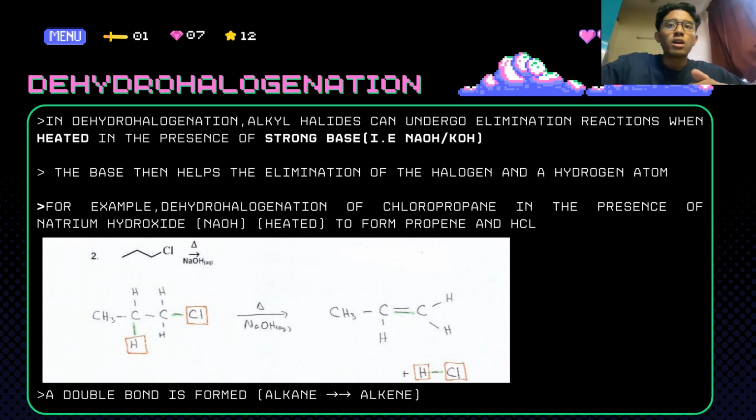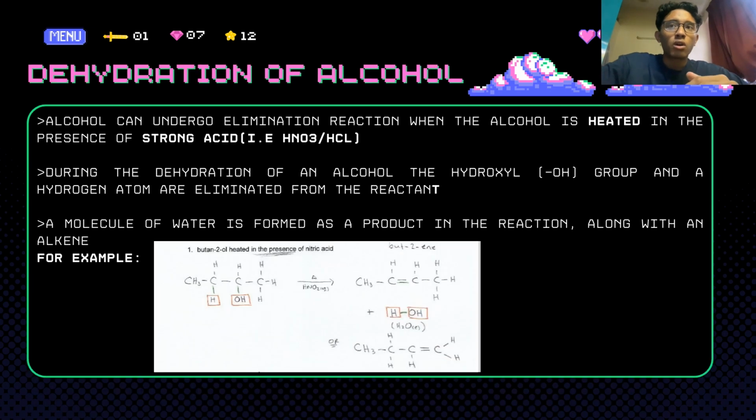chloropropane. Then for alcohol, the reaction is called dehydration of alcohol. Alcohol can undergo elimination reaction when the alcohol is heated in the presence of a strong acid, for example HCl. During the dehydration of an alcohol, the hydroxyl group, which is OH, and a hydrogen atom are eliminated from the reactant. A molecule of water is formed as a product in the reaction along with an alkene.